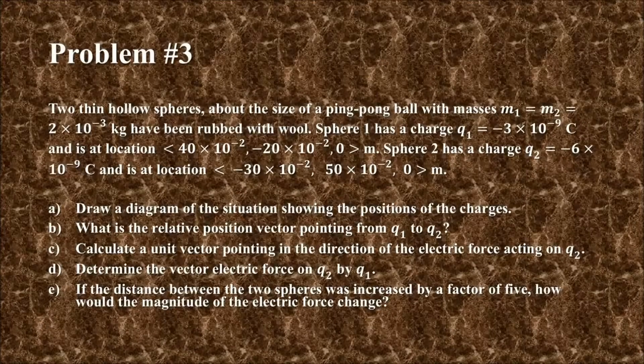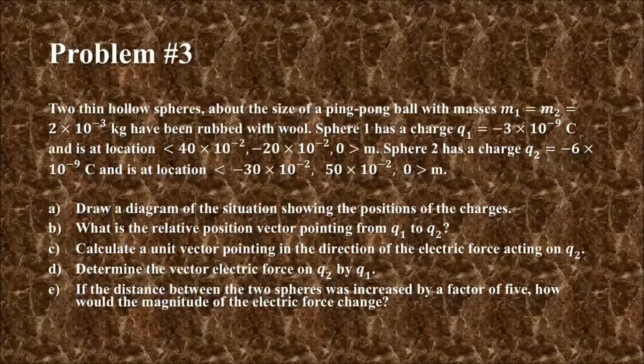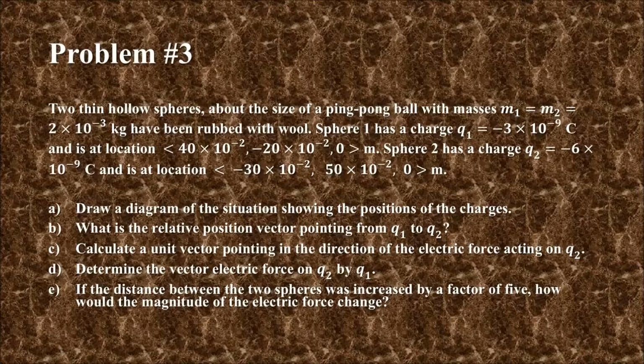Part A asks to draw a diagram of the situation showing the positions of the charges. Part B asks for the relative position vector pointing from Q1 to Q2. Part C asks to calculate a unit vector pointing in the direction of the electric force acting on Q2. Part D asks to determine the vector electric force on Q2 by Q1. Part E asks how the magnitude of the net force would change if the distance between the two spheres was increased by a factor of 5.